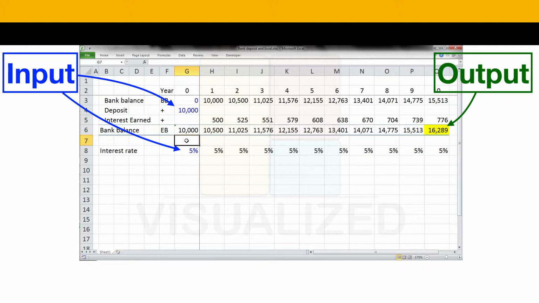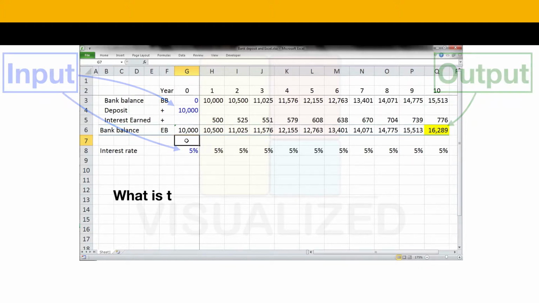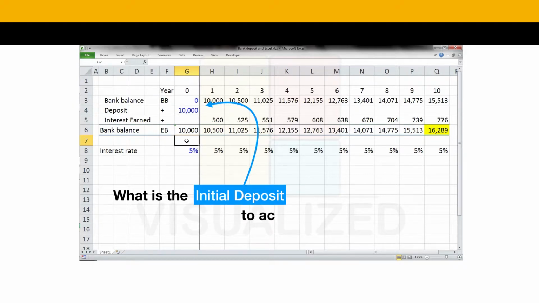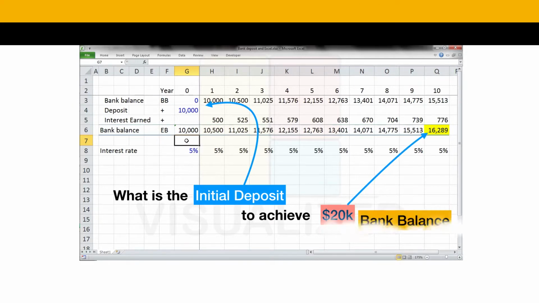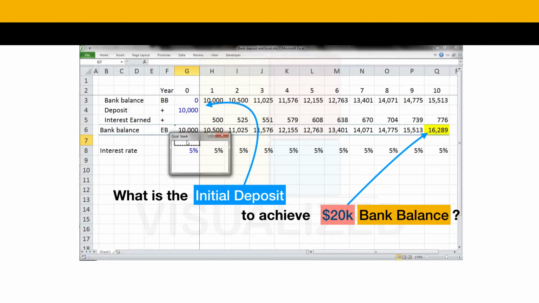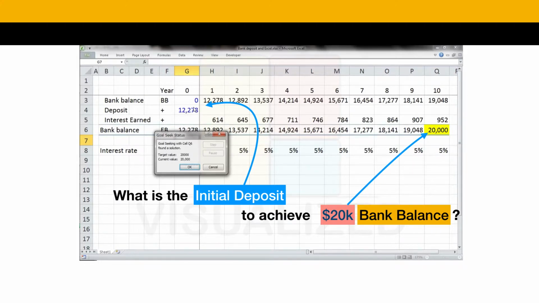If you want $20,000 at the end of year 10, how much do you need to deposit? The answer is $12,278, and this is how you solve it using Excel. Very handy. It only took literally 7 seconds and 11 keystrokes and clicks to solve.